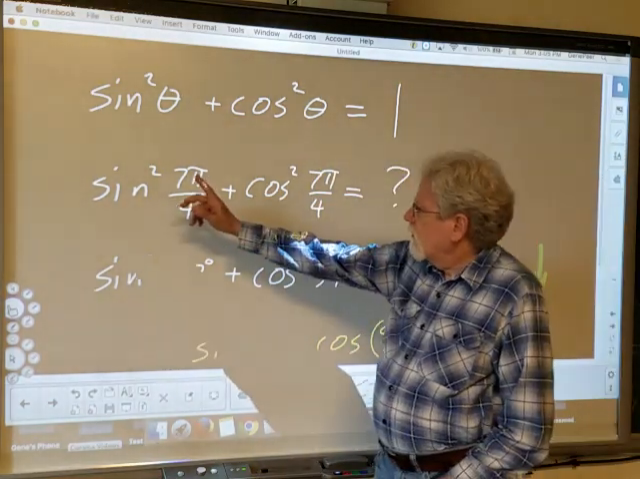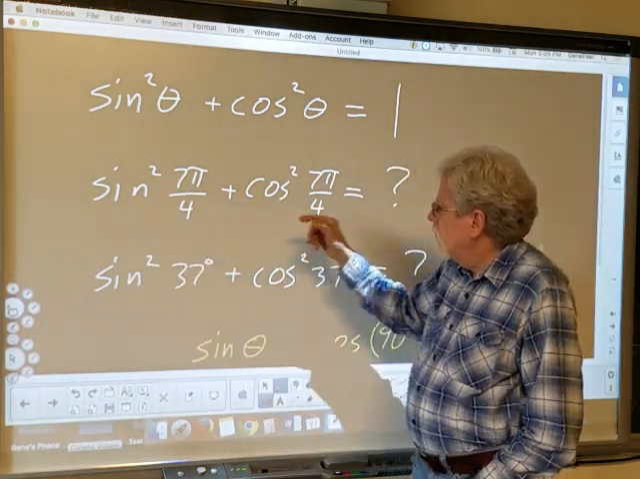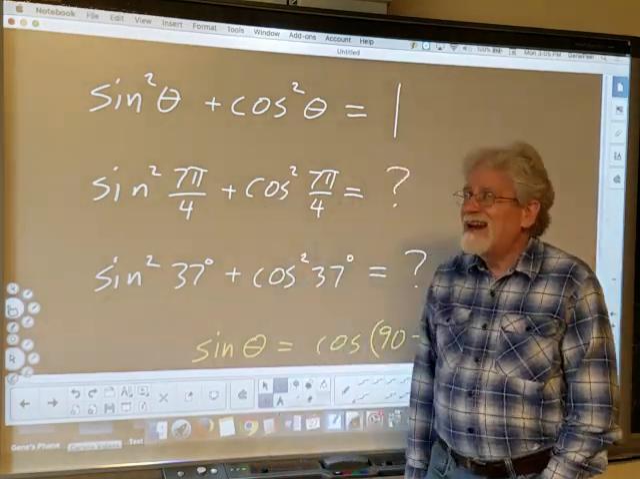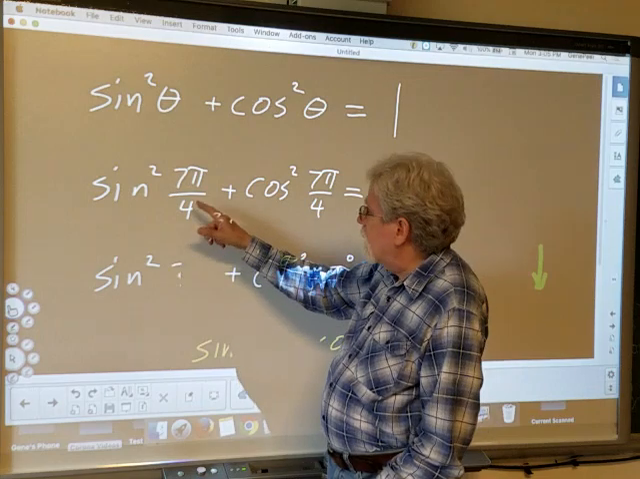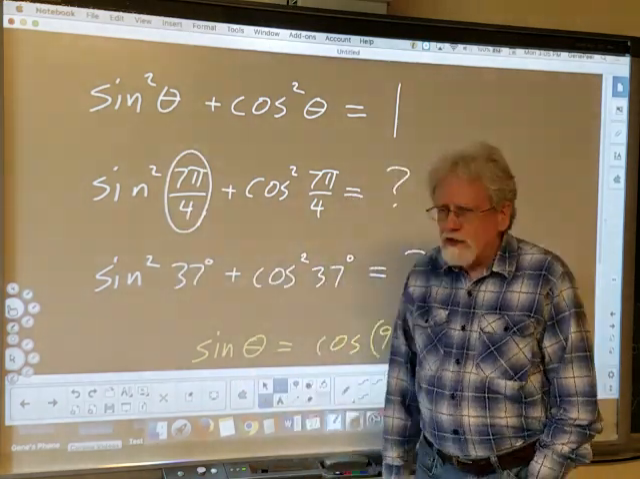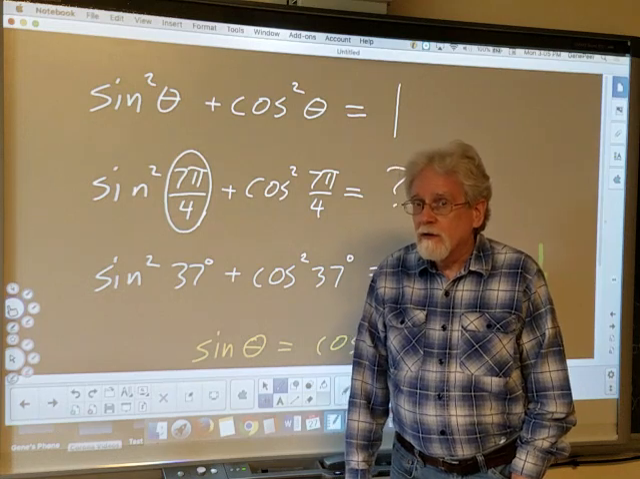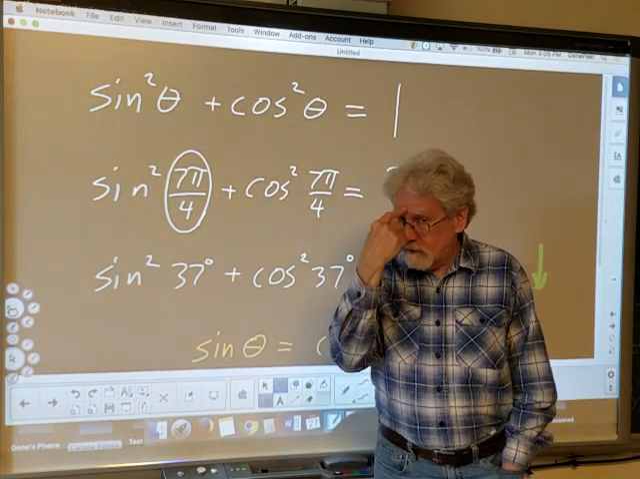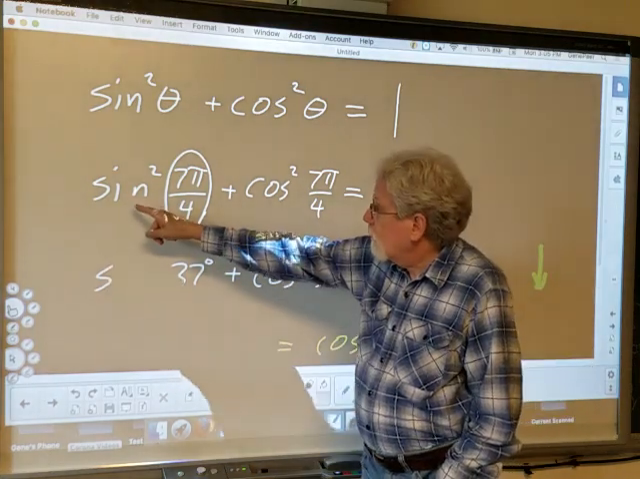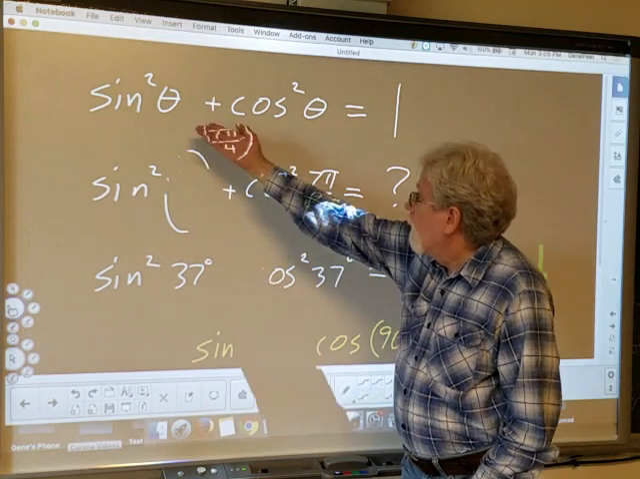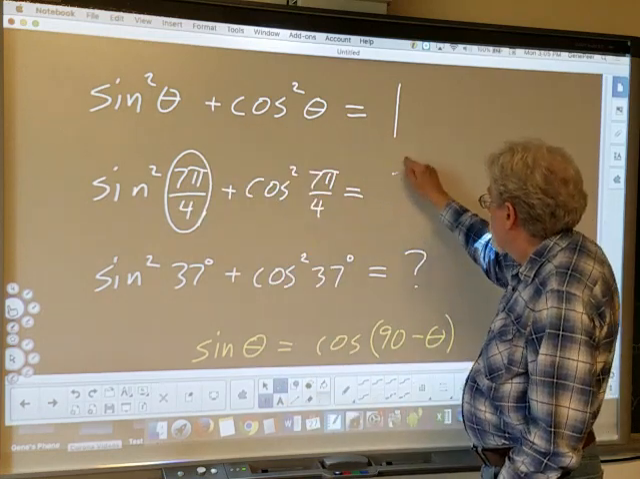Therefore, what's sine squared of 7 pi over 4 plus cosine squared of 7 pi over 4? Folks, if you see this on the test, and you take any time at all to try to figure out the sine of 7 pi over 4 and then square it, you are wasting your time big time. Because it is my hope, it is my expectation that you remember for the test that sine squared of an angle plus cosine squared of that same angle always equals 1.